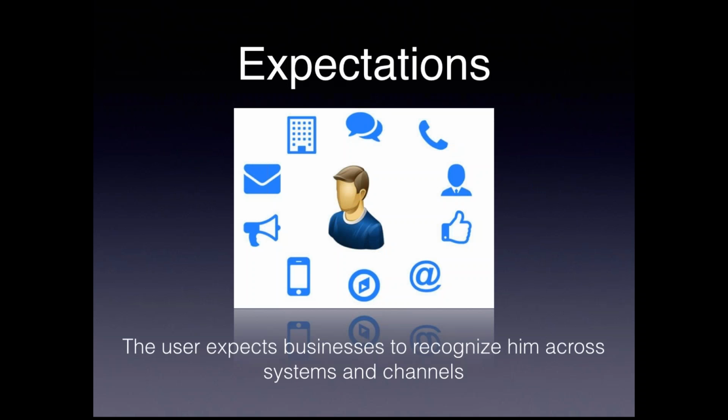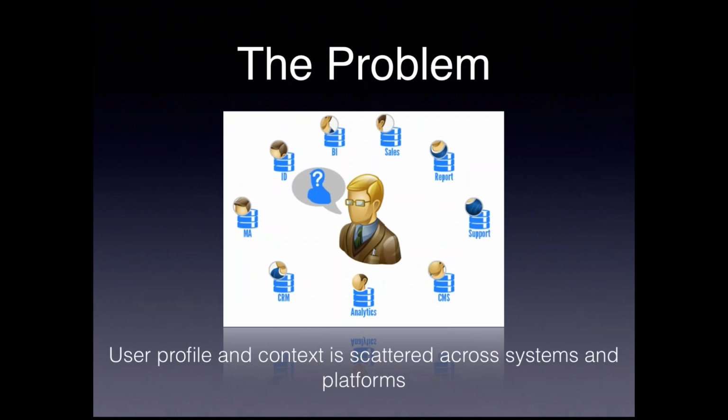So let's talk about the expectations that people have when interacting with computer systems in a personalized way. The user expects businesses to recognize them across all systems and channels. So this is really a very simple expectation that users have. The problem is that when we look at the actual systems, this is not actually what's going on. What's going on is that the user is interacting with a lot of different computer systems, and every single one of these has a little bit of the information about this person. And some systems are more or less good at interchanging this information and making sure that the user experience is as good as possible, but most are not.